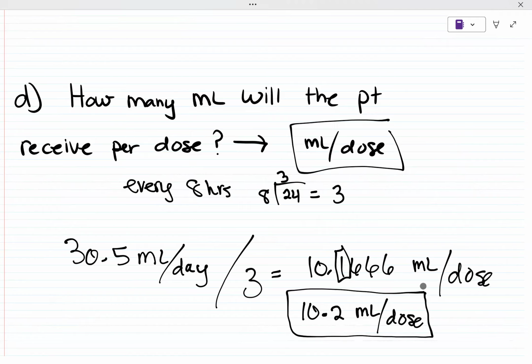Okay, so that wraps up this video. This was calculating dosage based on body weight. Okay, the next video should be calculating safe dosage for pediatrics.